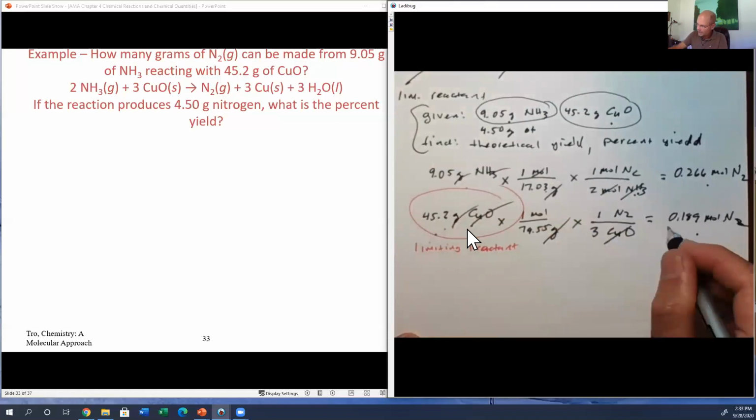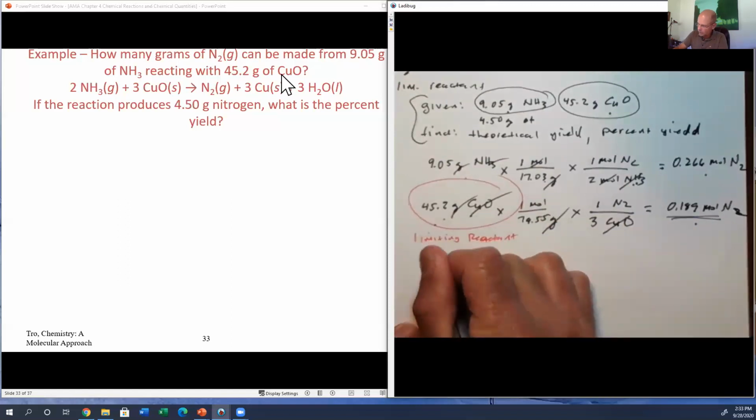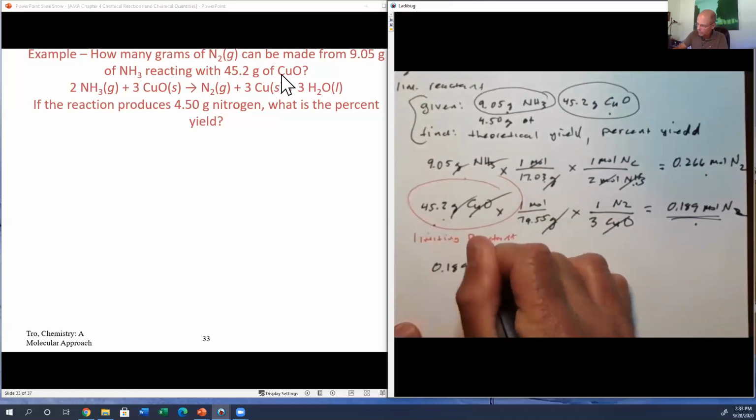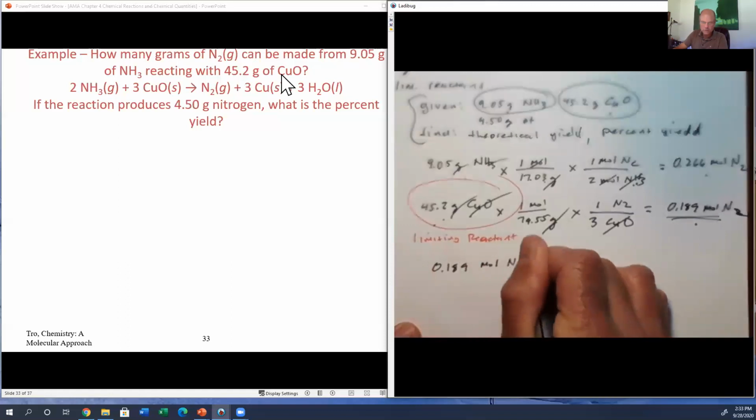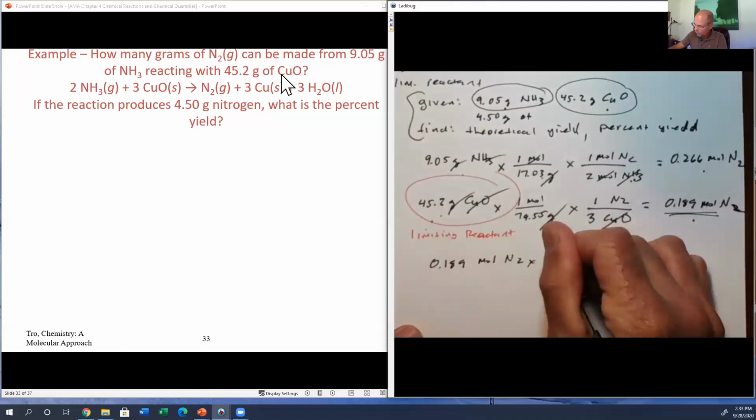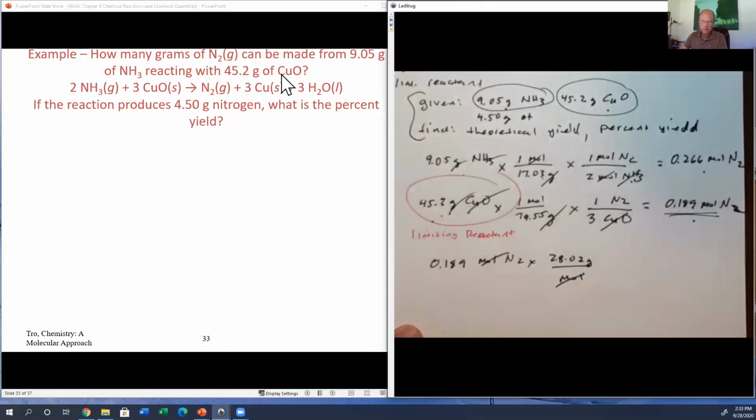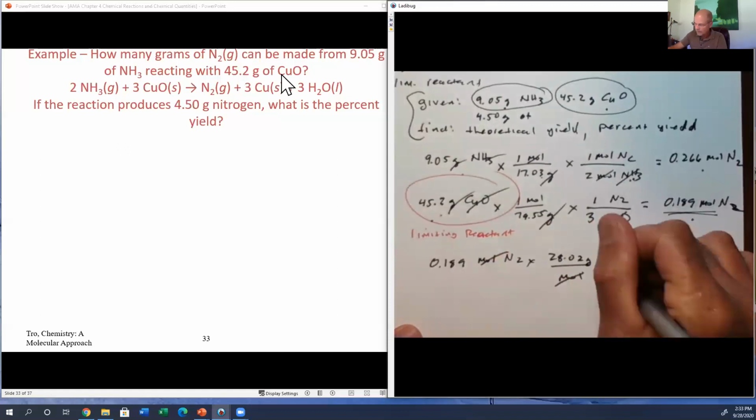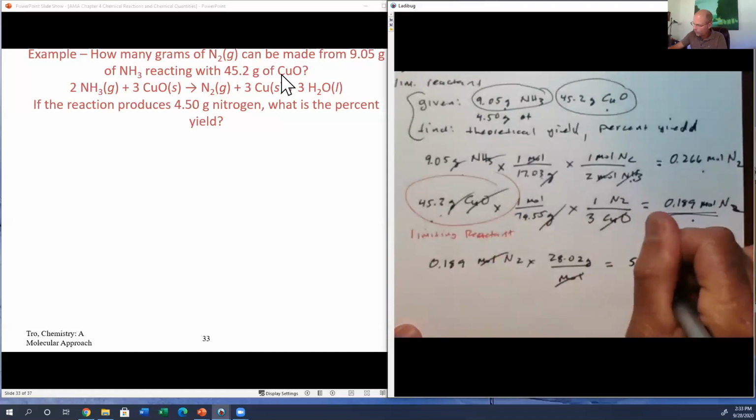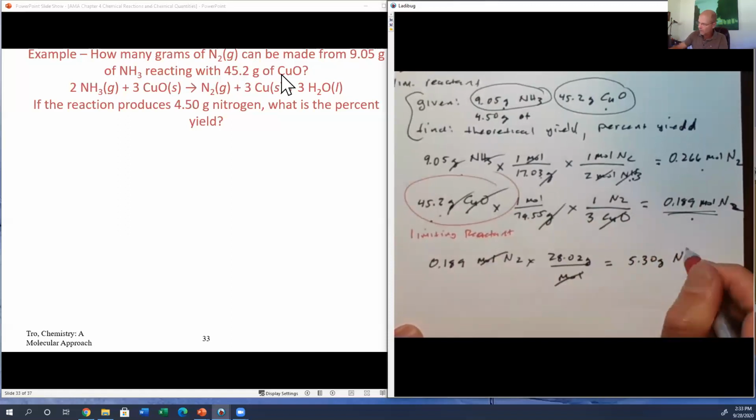And then this is my theoretical yield, but right now it's in moles and I want to find it in grams. How many grams of nitrogen? So I'm going to go 0.189 moles of nitrogen times 28.02 grams per mole. That cancels out, and I get 5.30 grams of nitrogen. And this is my what?